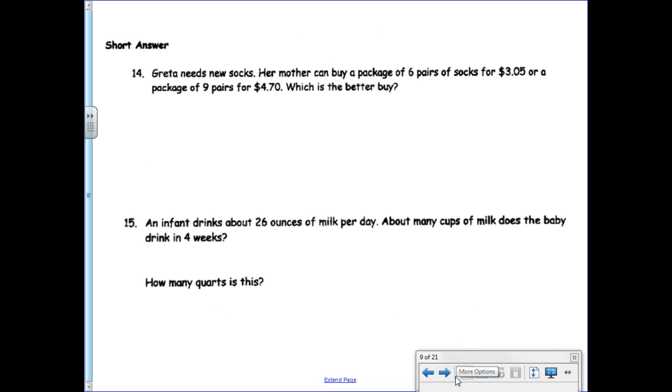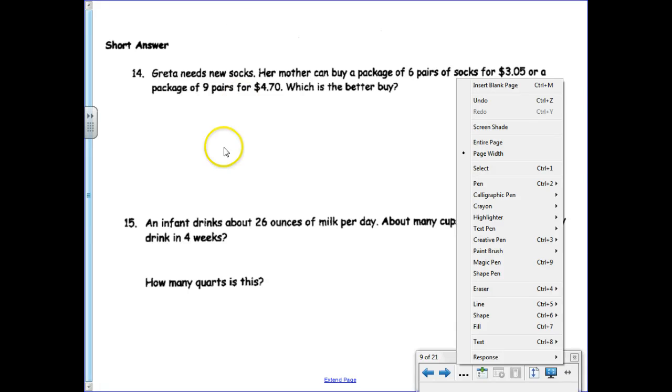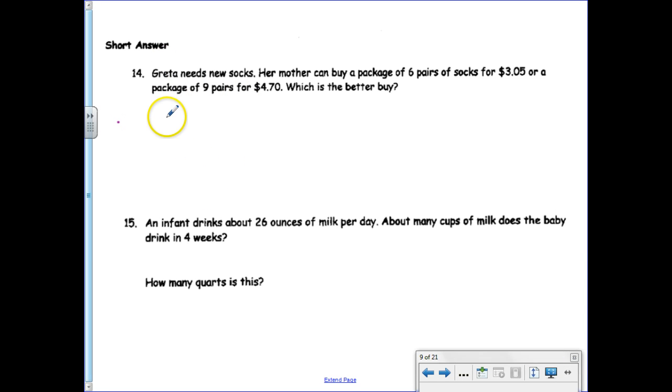Alrighty. Turn the page over because now you're in the short answer section and you definitely need to show me work. Greta needs socks. Her mother can buy 6 pairs of socks for $3.05, 9 pairs for $4.70. Best buy, or the better deal. Please put the money on top. That's how we tell which one's cheapest, the best. Okay, $3.05 for 6 pair versus $4.70 for 9 pair.